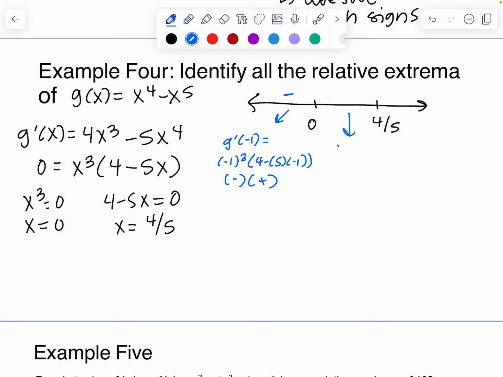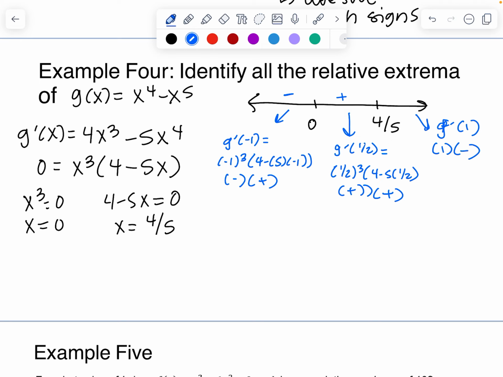I'm going to have to plug in like 1/2 here because I need a number smaller than 4/5, which is kind of annoying, but that's okay. So I'll have 1/2 cubed, and then 4 minus 5 times 1/2. This is going to be positive. This is 4 minus 2.5, so that's positive. So this is a positive, and then I'll plug in 1 over here. g prime of 1 equals 1 times a negative number, so that's negative.